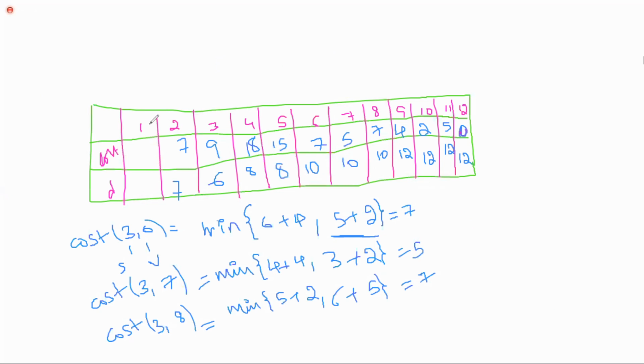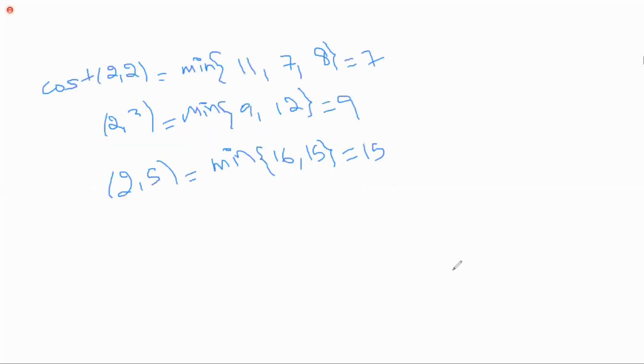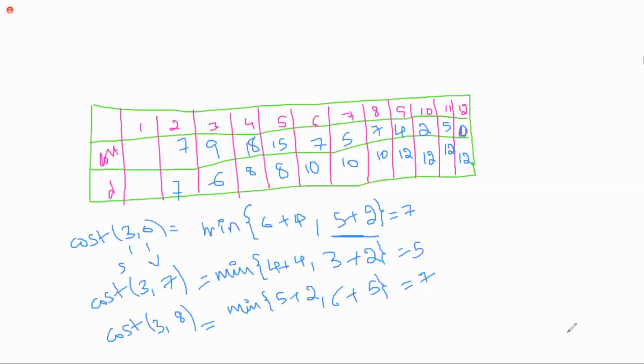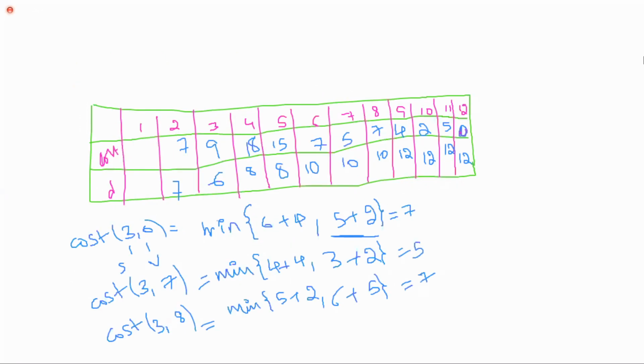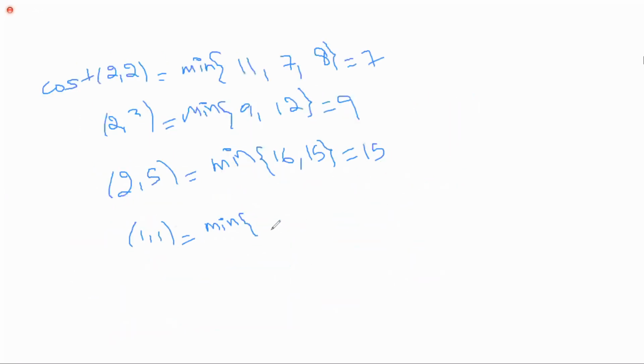Now we are left with only one vertex. Stage 1, and the vertex number is also 1. So stage 1, vertex number 1. How can we get it? Observe carefully. Minimum of, how many outgoing edges do we have? 4 outgoing edges. The first one is 9 plus cost of 2. Already we have noted down cost of 2 in the table. So 9 plus 7 is 16, comma.